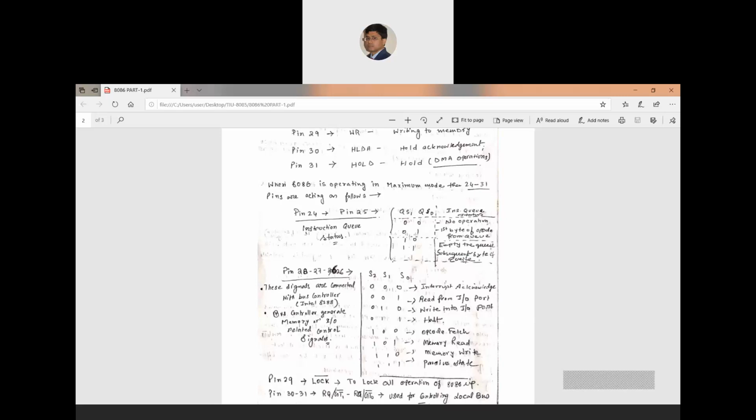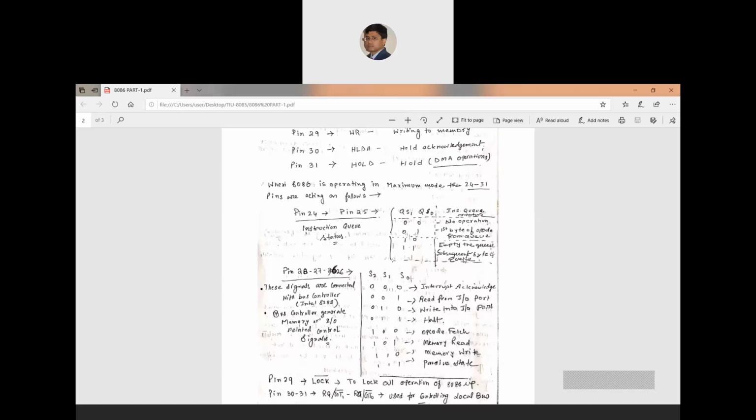So that means the 8086 is now being used in maximum mode. As it is used in maximum mode, it is not the only controlling part for the whole system. In maximum mode, that means a multi-processor system, there are some other processors also. So 8086 is performing its own specific task, and the first of that task is to show the status of the instruction queue.